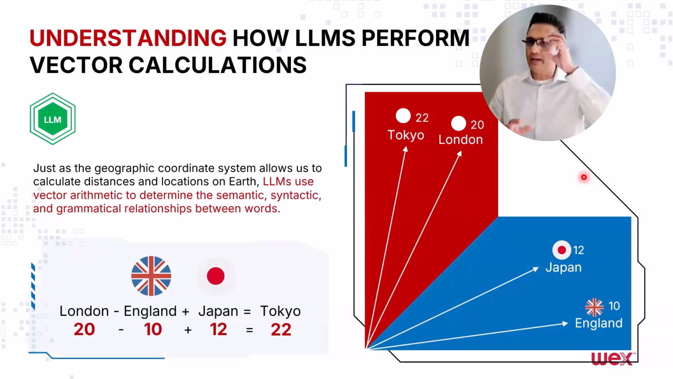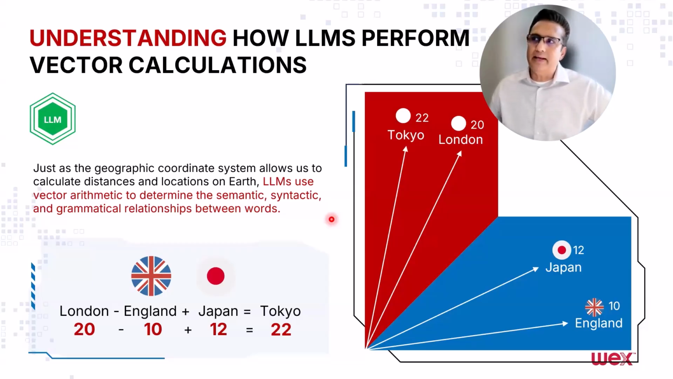And I'm showing you a very simple example here. By the way, these numbers are not as simple. I'm just showing numbers like 20, 10, 12, 22 to represent the words. In reality, each word is a combination or a set of numbers that is pretty large. OpenAI's Ada version 2 has 1536 dimensions, meaning each word is represented by 1536 numbers. So these calculations are pretty complex.